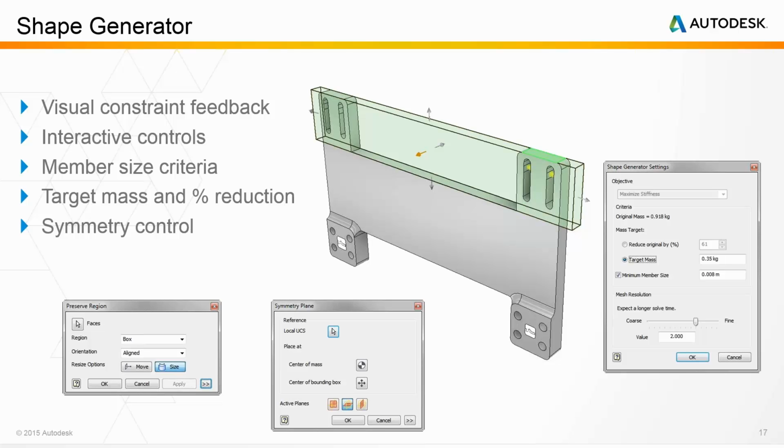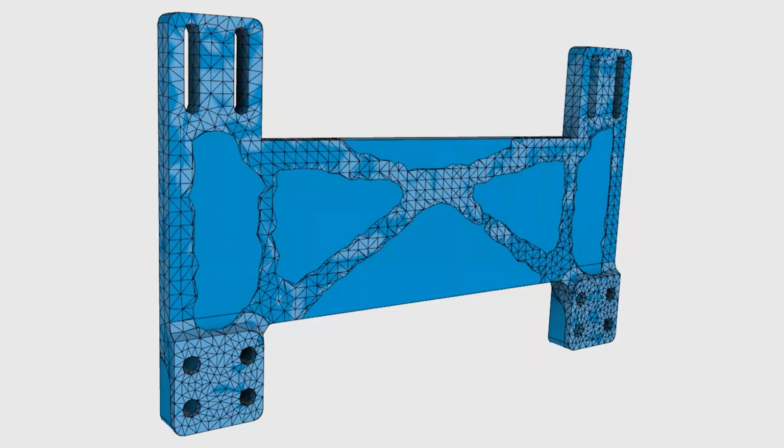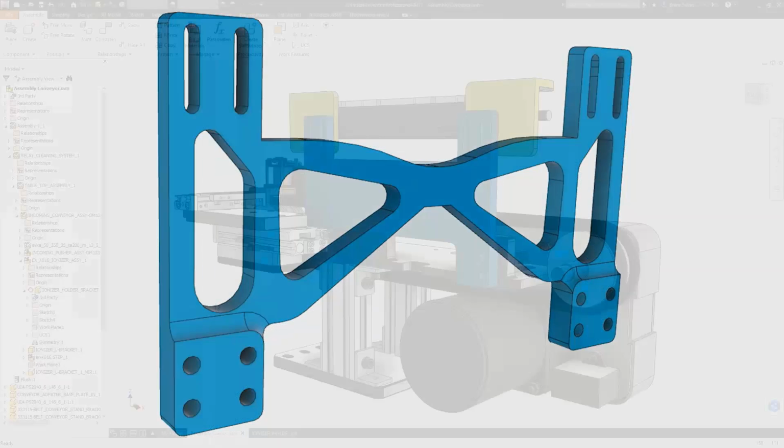You've got a minimum member size criteria that can be specified to make sure that the parts that you're making are manufacturable. And you can also now specify the target mass rather than having to calculate that based on a percentage reduction. And then finally, you can add symmetry control to make sure that the part is symmetrical about a plane as well.